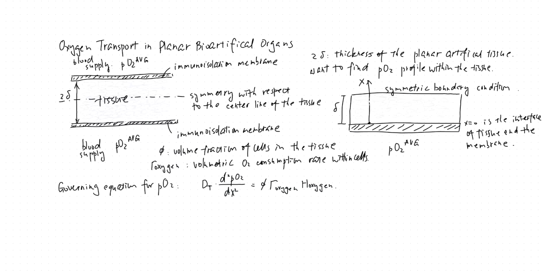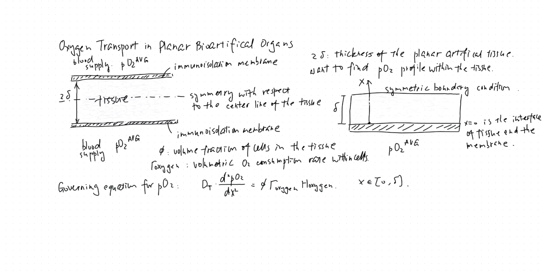So if you forgot where this comes from, and if you need some help with deriving this, revisit the lecture of the oxygen distribution within a spherical tissue. So we are modeling this region for x belonging to 0 to delta. And then we need two boundary conditions.